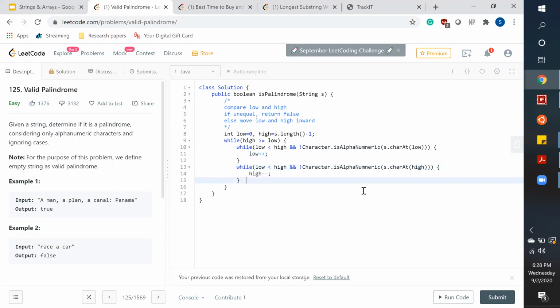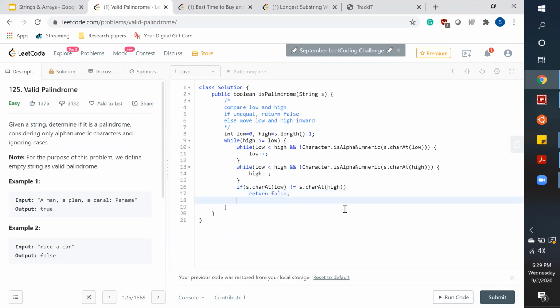Okay, so this looks good. As long as we have invalid characters, we keep moving forwards. Alphanumeric lets numbers through, but we do want to consider numbers, right? Because the question says to consider alphanumeric characters. So we probably want to include numbers in our comparisons. And once we're done with this, we can do what you guys were talking about. So if s dot charAt low is not equal to s dot charAt high, we can go ahead and return false.